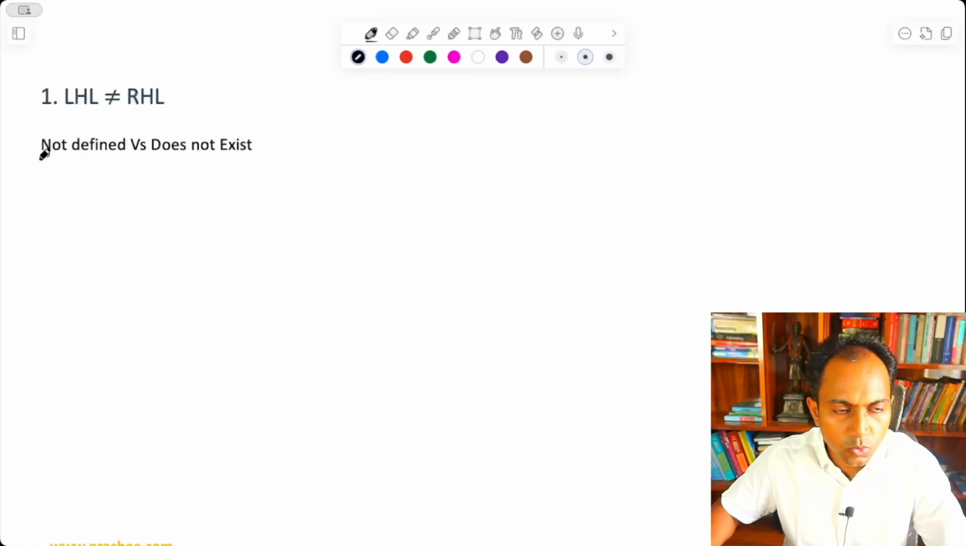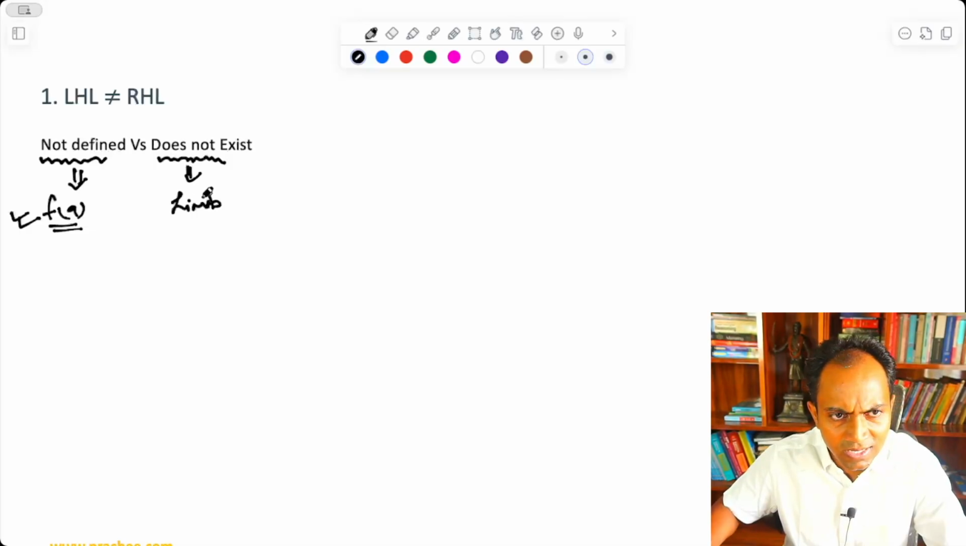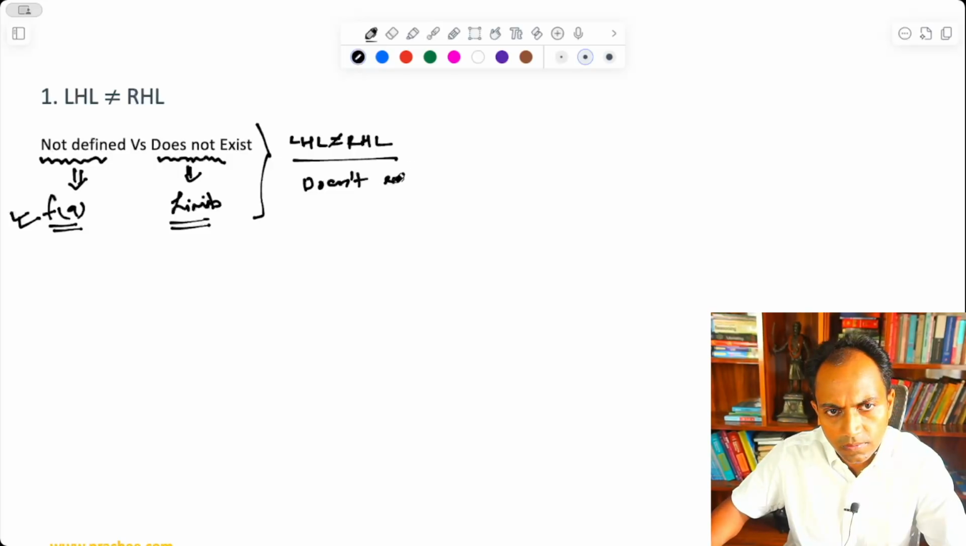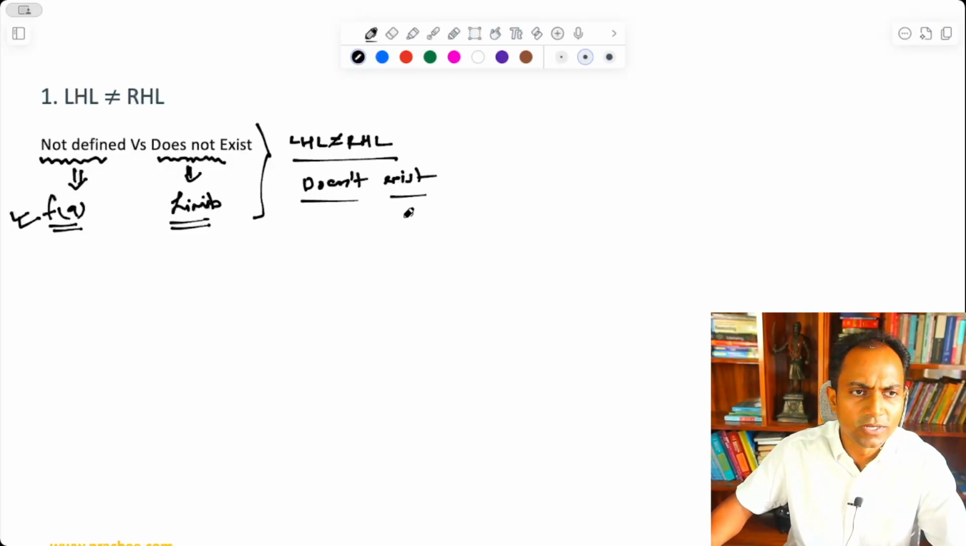So now here there are two very important things, not defined and does not exist. What does both of these terms mean? See, not defined usually is used when we are talking about value of a function at a point. So in this context, whether it is defined or not, but this second word is used in context of limits. Generally speaking, this term will be used in context of limits. So if LHL is not equal to RHL, we will not say it is not defined, we will say that it does not exist. This is a very important, small distinction.